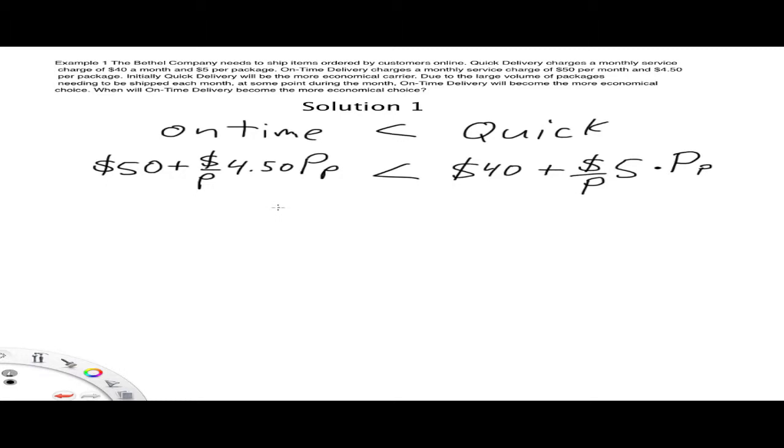But I'm not sure I like how that's going to work out. So I think I'm going to go the other way. And I'm going to subtract $5 per package from both sides of this. So the 5 times P from both sides of the problem. So I'm going to do a minus. This is dollars per P, 5 times P packages. And this is a minus dollars per P, 5 times P packages.